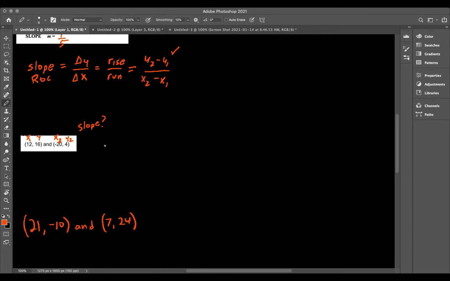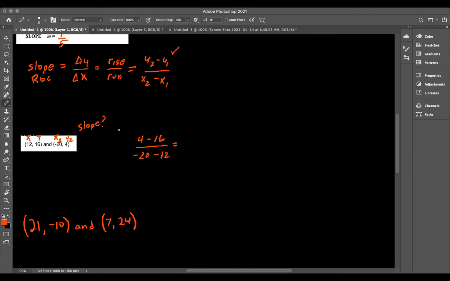Okay, so let's put this in order here. Y2 goes first, so that goes on top, minus whatever Y1 was, 16. And then X2 is negative 20, minus X1, which is 12. Again, this is a very important thing: remember positive and negative integers, making sure you know exactly where your negatives and positives are, and make sure you flip that over when you do the work, because it's going to really change your answer if you don't.